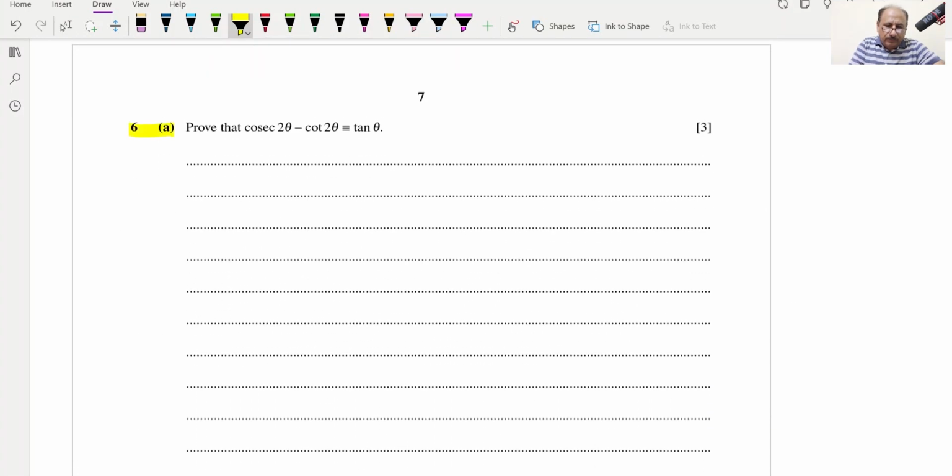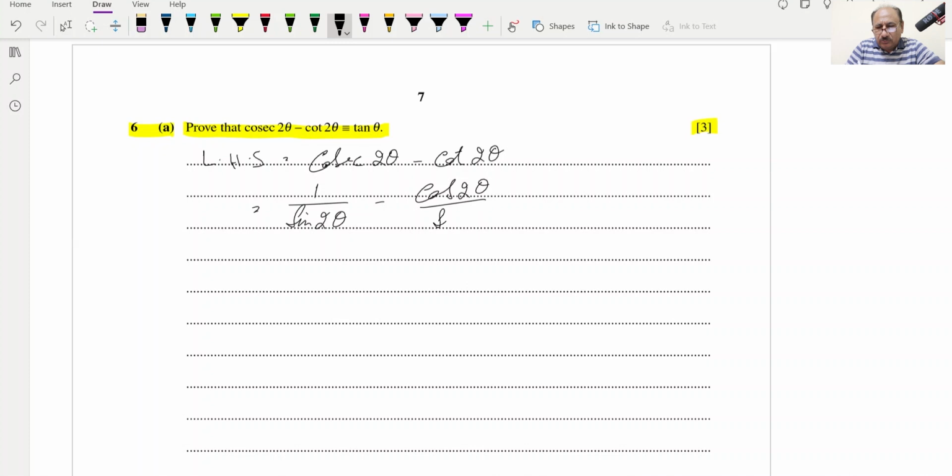Question number 6, part A, prove that this relation, we have to prove. So we can take the left hand side, which is equal to cosecant 2 theta minus cotangent 2 theta, and we know cosecant theta is 1 over sine theta, so 1 over sine 2 theta, and minus this will be cos 2 theta over sine 2 theta. And now we can take the LCM. So the LCM will be sine 2 theta, and this will be 1 minus cos 2 theta.